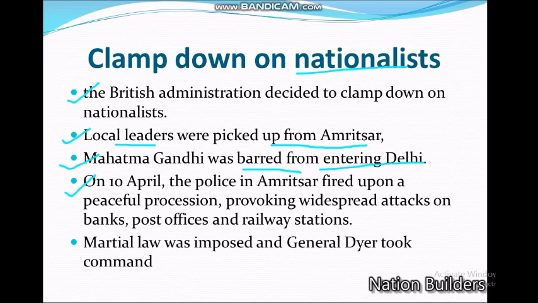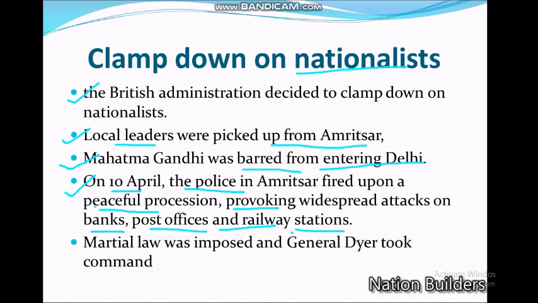The Hartal was declared on the 6th April, and this is the 10th April. Keep the sequence in your mind. The police in Amritsar fired upon a peaceful procession on the 10th April, provoking widespread attacks on banks, post offices and railway stations. The police attacked the peaceful procession of the non-violence movement, which the Indians had started as a Hartal.